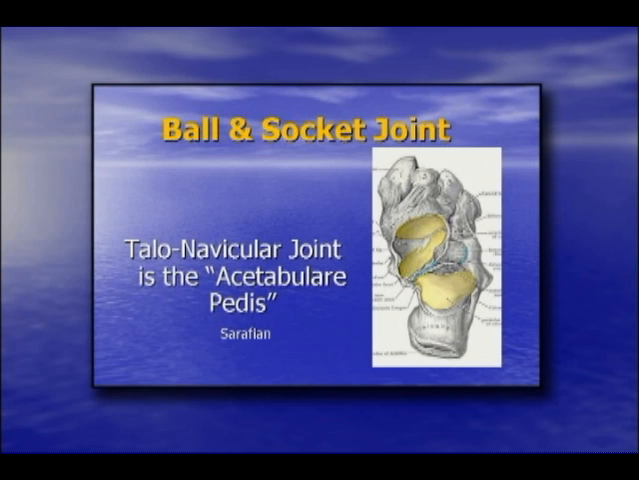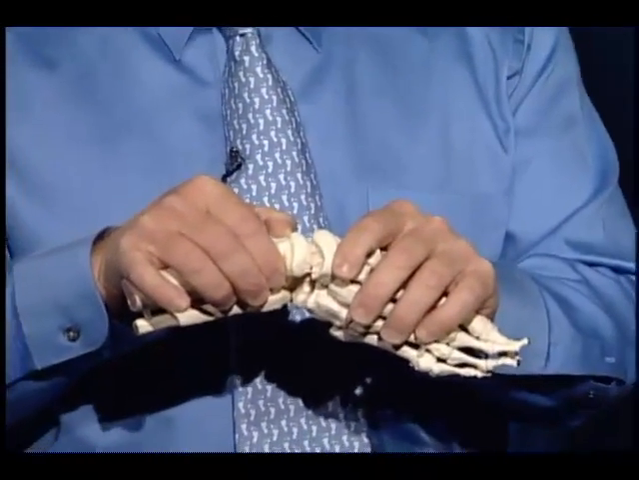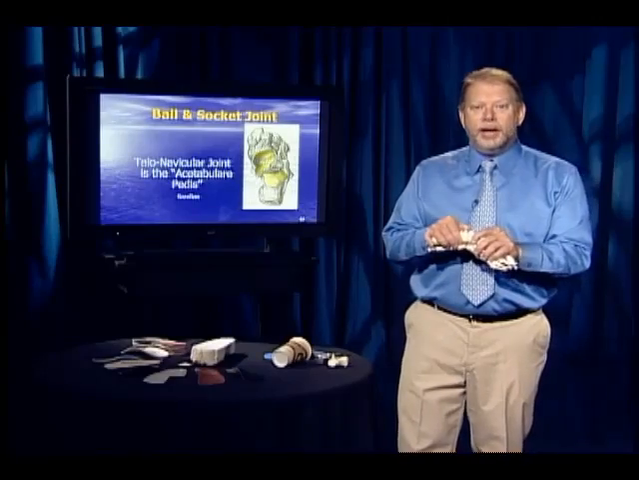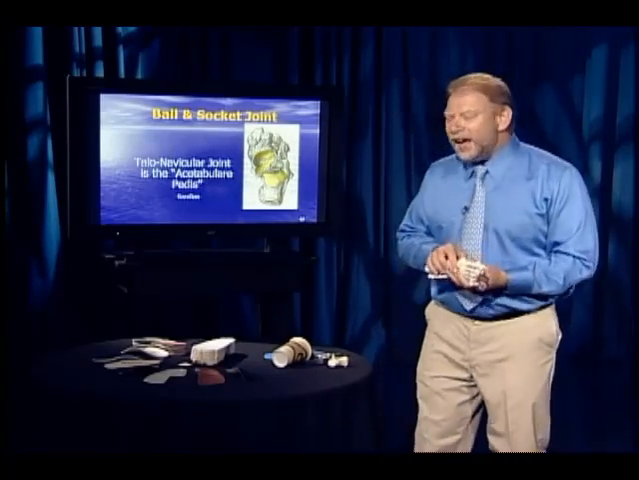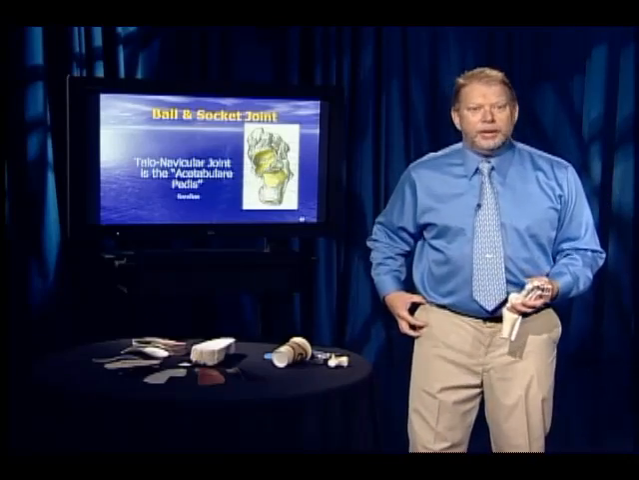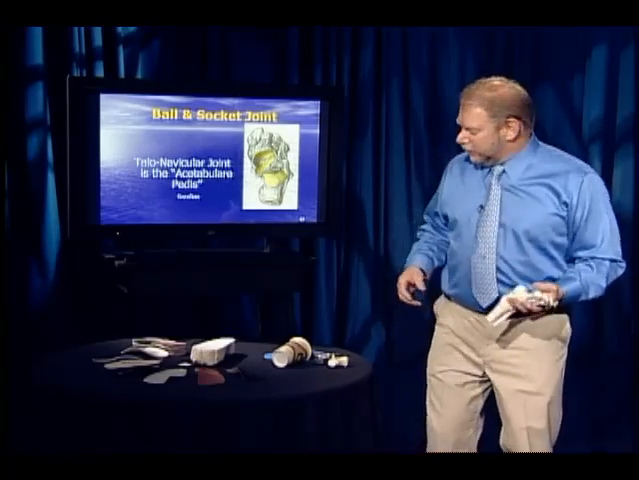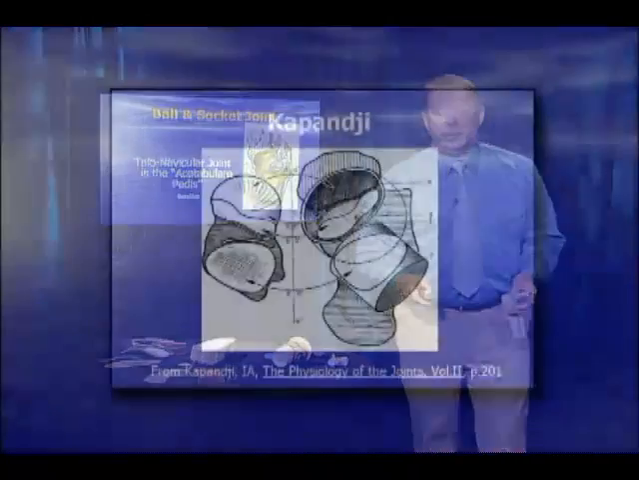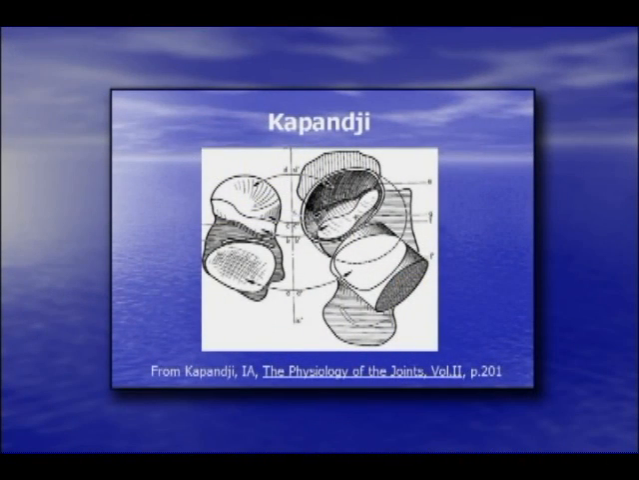You only need to open a talonavicular joint and look to see that it's round. In fact, Serafian, who wrote Functional Anatomy of the Foot and Ankle, calls this joint the acetabulare pedis, the acetabulum of the foot, the ball and socket. Back in 1930, a French anatomist named Capanghi did a beautiful diagram of the ball and socket nature of the talonavicular joint.